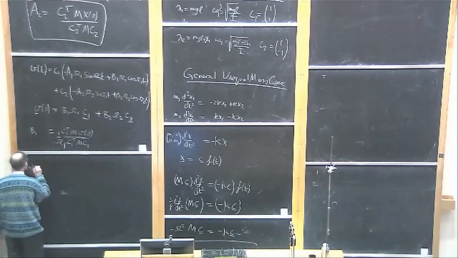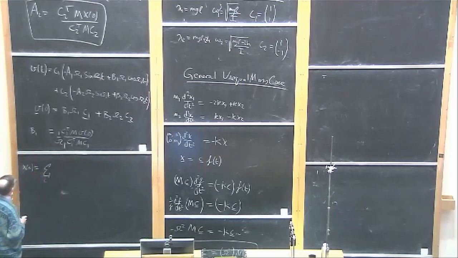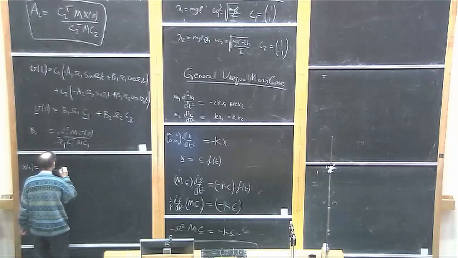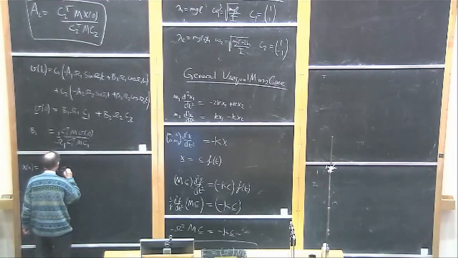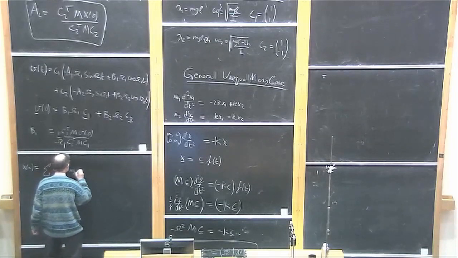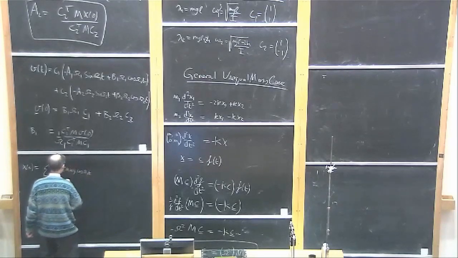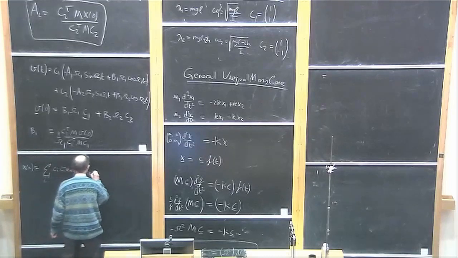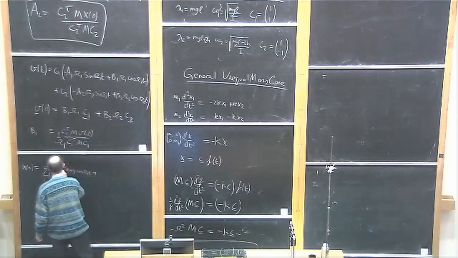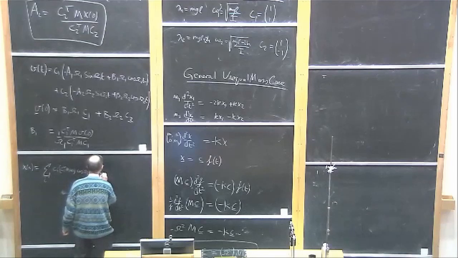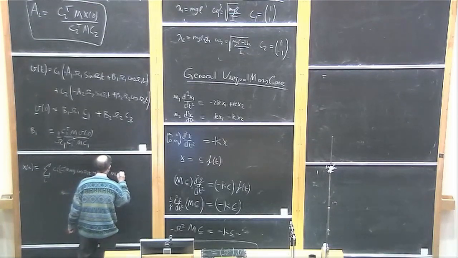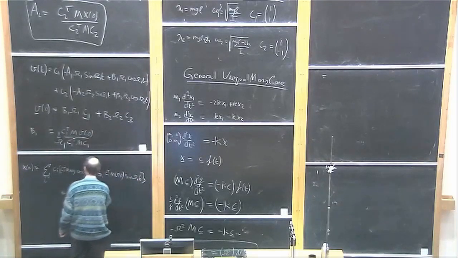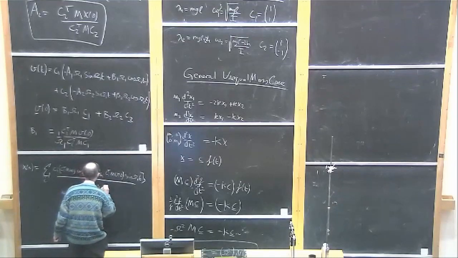So x of t is sigma over modes, close bracket, of C_i transpose M x of naught cos omega i t plus 1 over omega i C_i transpose M v of naught sine omega i t, divided by C_i transpose M C_i.